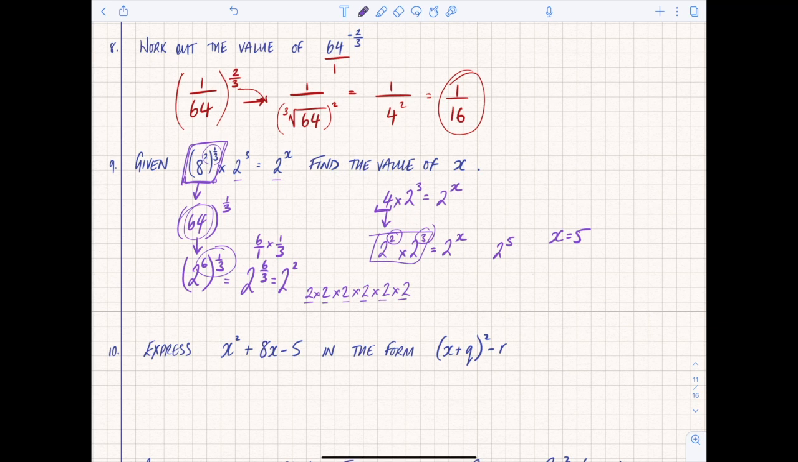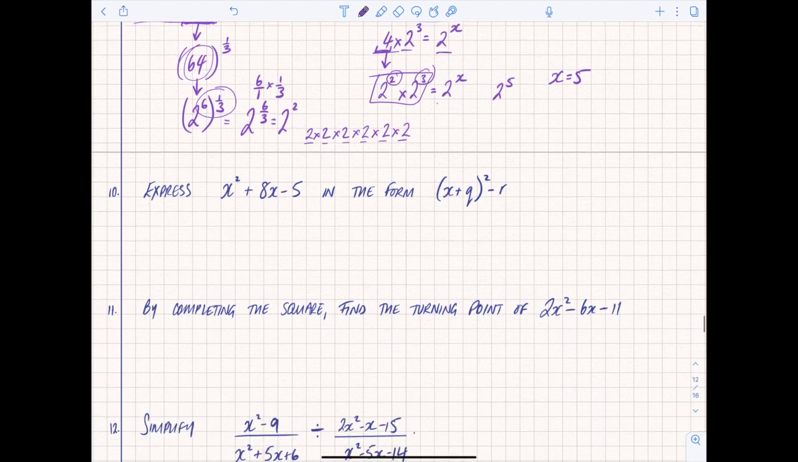But ultimately, your goal with this is you want to get it all to a base value of 2. So you need the 2 to be involved in every part of it. Check the video I've done on laws of indices to go into that in a little bit more detail, because I've done another example in there to help you out as well.